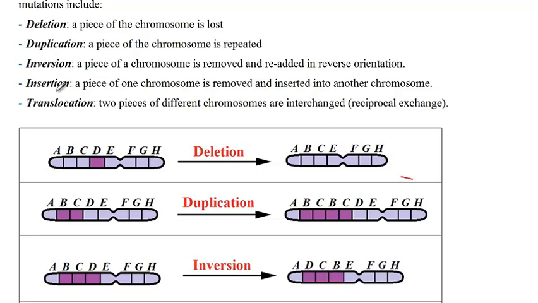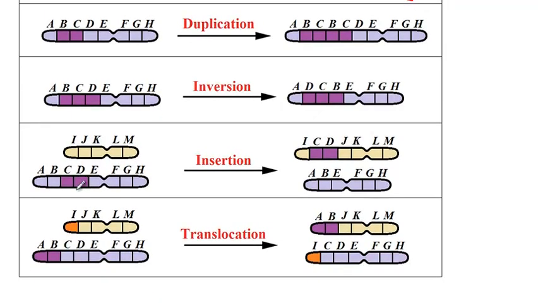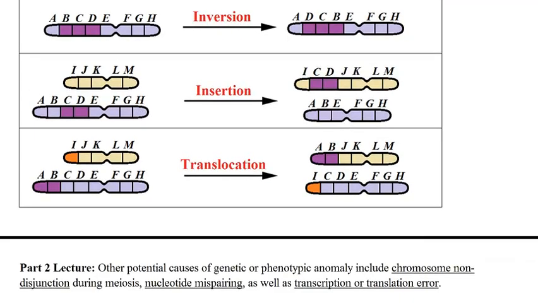Insertion is the next type of chromosome mutation, where a piece of one chromosome is removed and inserted into another chromosome. So as the name implies, insertion. And here is an example of insertion. C and D are removed from these chromosomes and are added to the yellow chromosome shown up there. And then finally, we can have translocation, where parts of one chromosome exchange with the other one. So in this example, you can see that I is exchanged with A and B. So A and B are moving to the other chromosome, and I is moving to the purple chromosome.